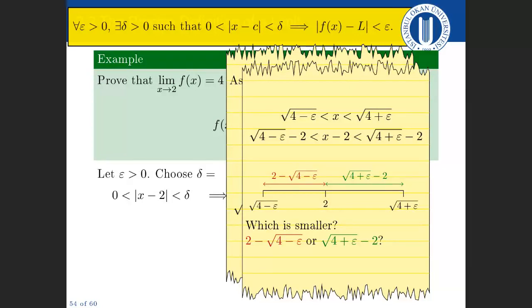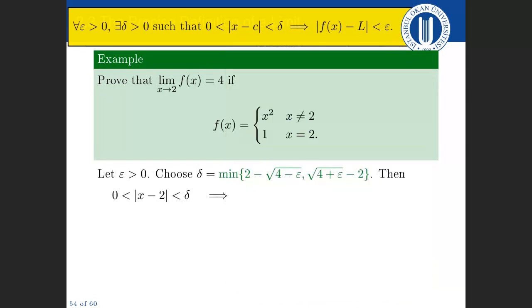And it doesn't matter. Whichever one of these numbers is smaller is the one that we want. We don't actually need to find it. We can just write, choose delta to be the minimum of these two numbers. Whichever one of these numbers is smaller, that's the delta we're going to take.